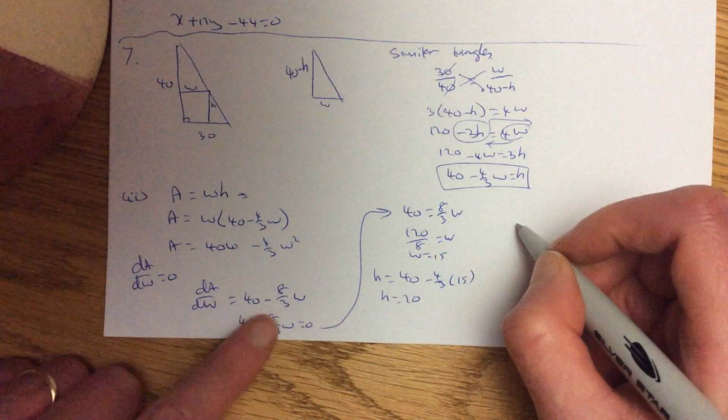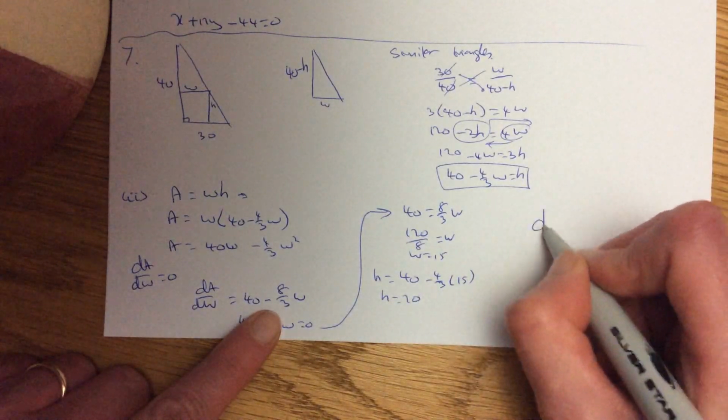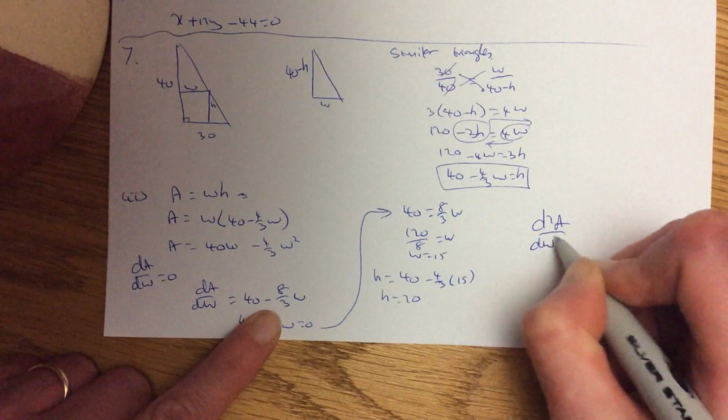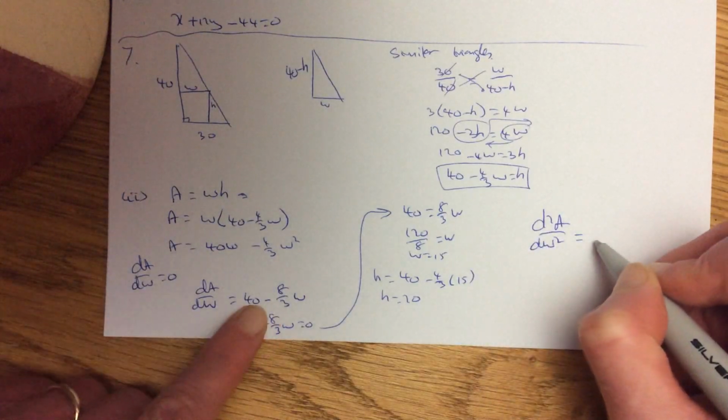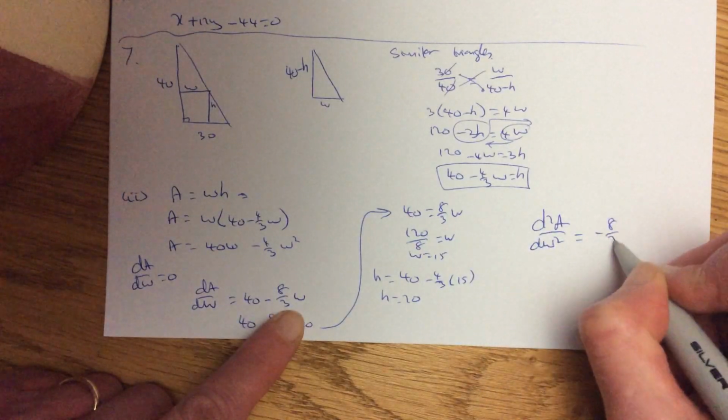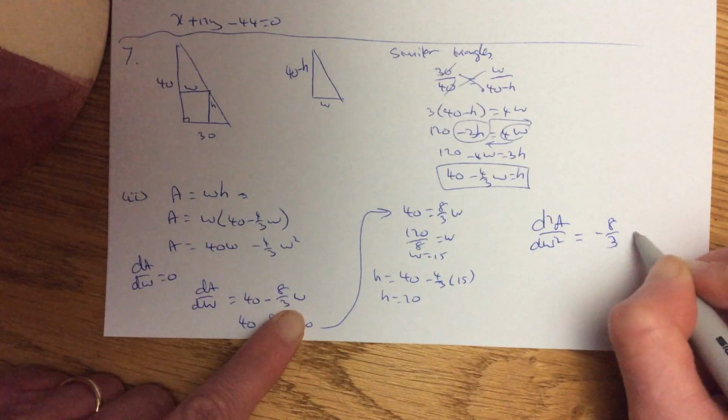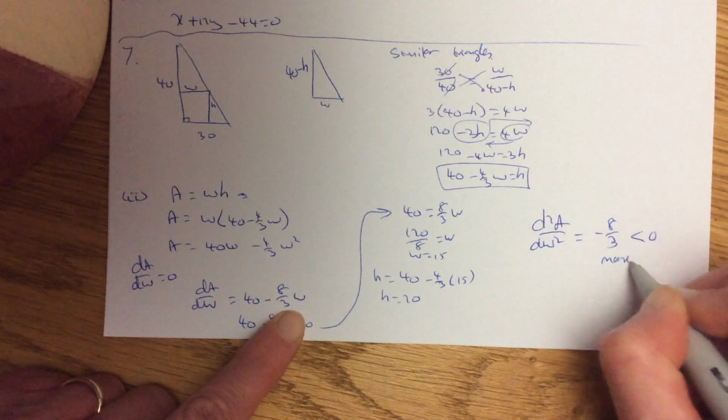Don't forget to do the second derivative. My finger's at the first derivative. So differentiate again to get the second derivative. Differentiate, 40 disappears. Differentiate that. You get minus 8 over 3. It's less than 0. So it's a maximum.